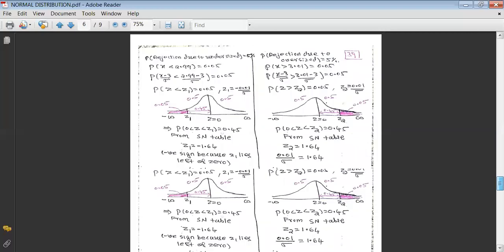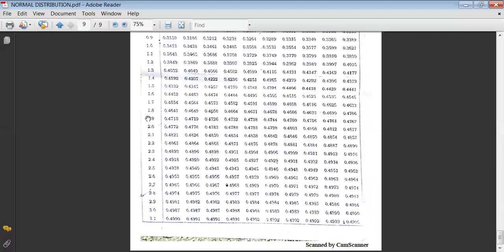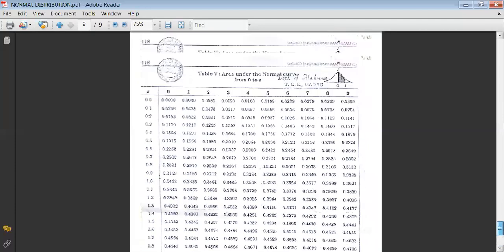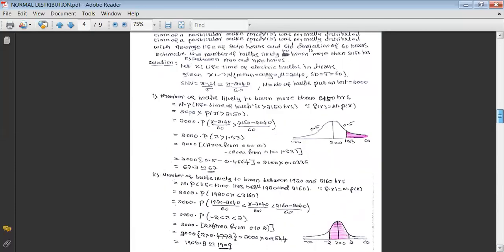Now let us refer to the table. Come for 1.8 and mean difference 3. That will give you 0.4664. Now let us use that. That is 0.4664, and once you take the difference, that gives you 0.0336. Once you multiply this by 2000, you will get 67.2, which is approximately equal to 67.